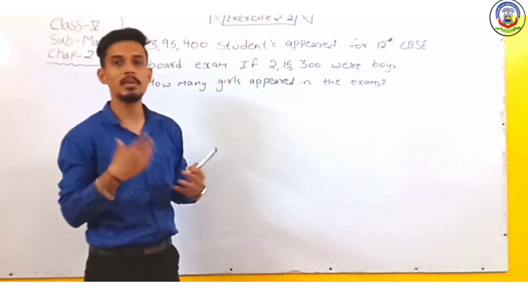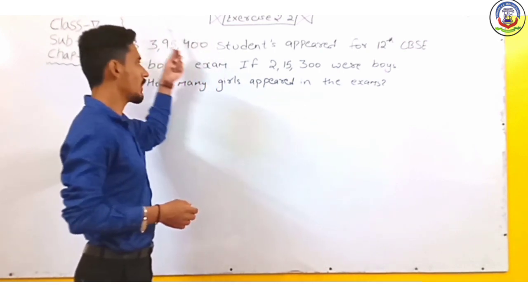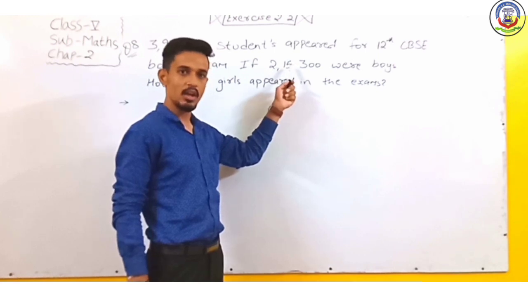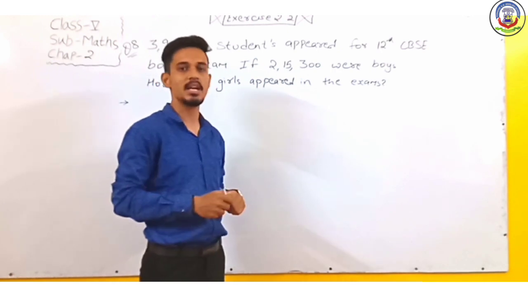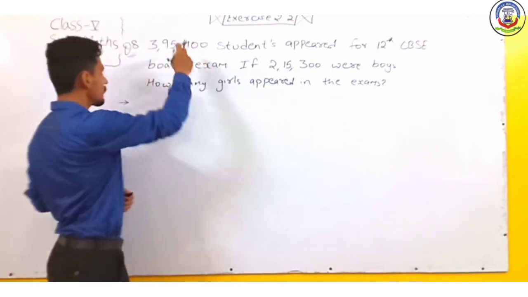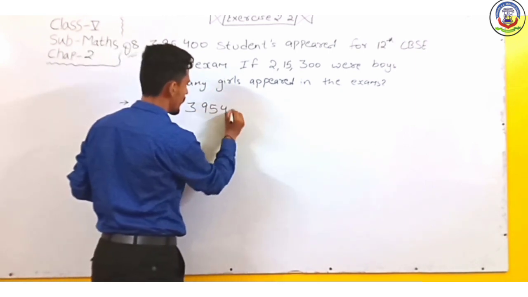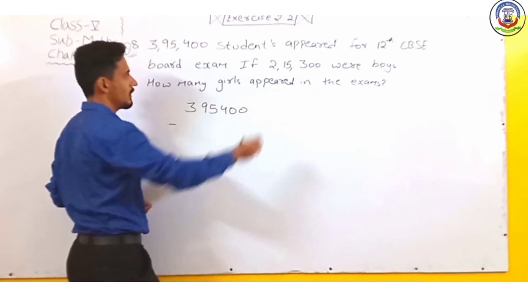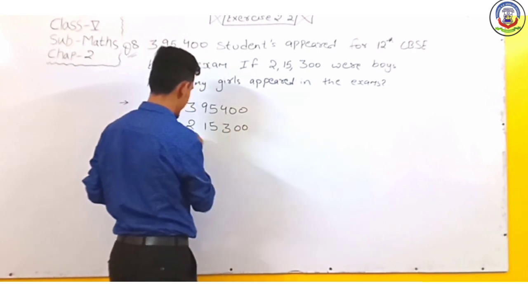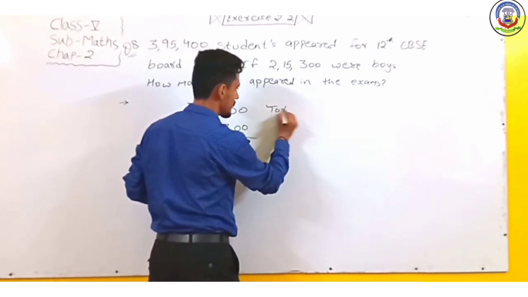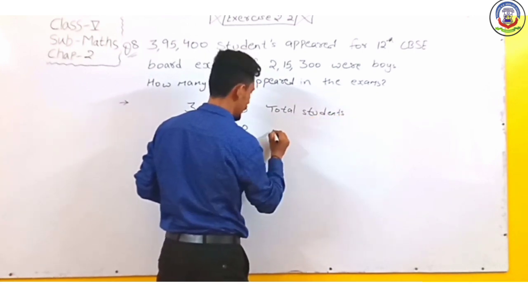तो और बाकी जो बचे वो गर्ल्स कितने थे? हमें पता है कि ये टोटल स्टूडेंट्स है हम लोग के, उसमें से बॉयज ये है. तो हम लोग अगर इसको सब्ट्रैक्ट करेंगे इसमें से तो हमें गर्ल्स पता चल जाएंगी कितनी प्रेजेंट थी. लेट्स स्टार्ट. वी हैव 3,95,400 and we have to subtract it 2,15,300. That is total students. This is boys.